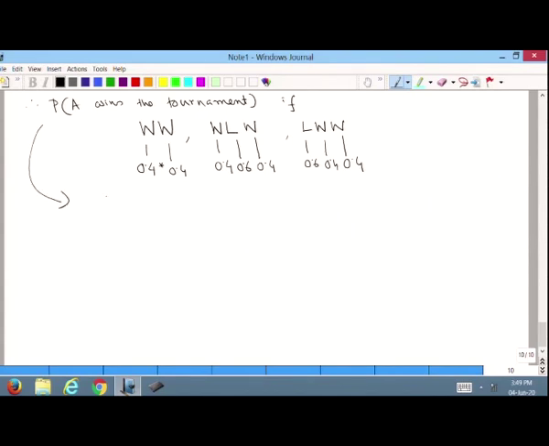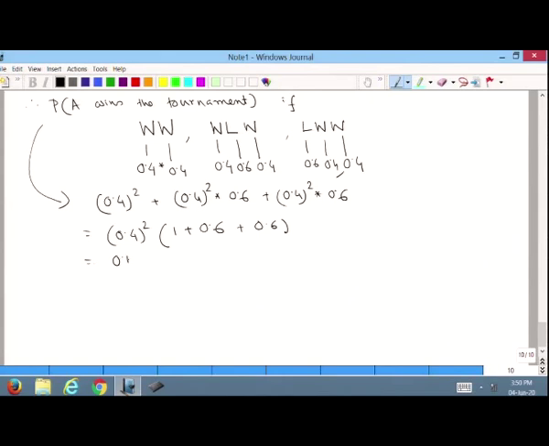Therefore, this probability is 0.4 whole square plus 0.4 whole square multiplied by 0.6 plus again from here 0.4 whole square multiplied by 0.6 is equal to 0.4 whole square into 1 plus 0.6 plus 0.6 is equal to 0.16 multiplied by 2.2 is equal to 0.352.